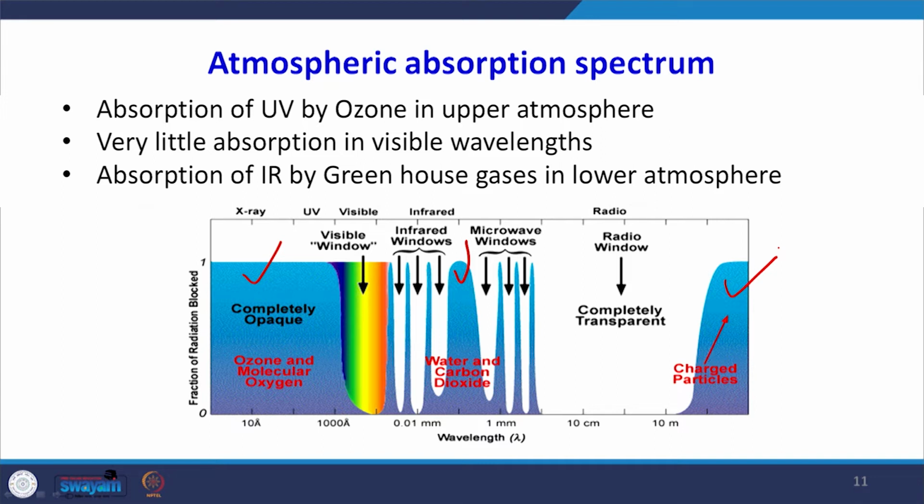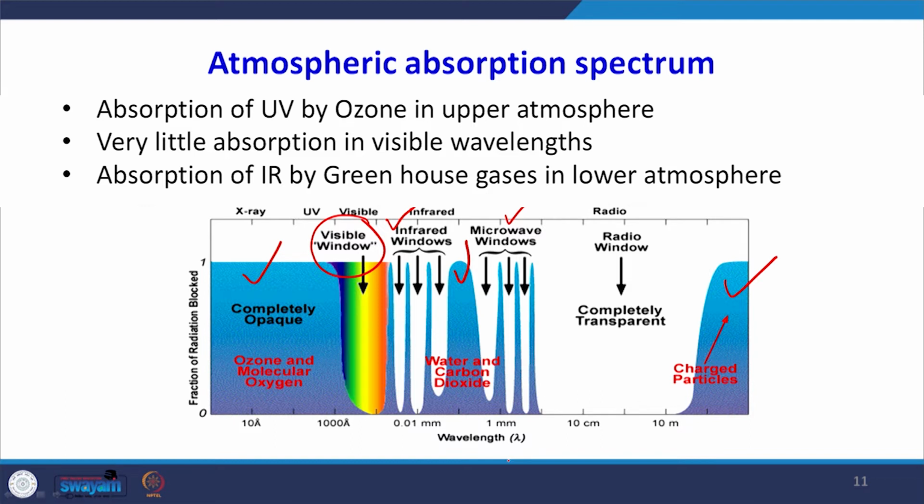So, ozone and molecular oxygen, water and carbon dioxide and the charged particles, they are absorbing those radiations which are not required, and the visible part of the spectrum is completely transmitted through the atmosphere. And there are intermediate windows also in the infrared part, then in the microwave part also, small windows where you can see the white color, which means the transmission here is good and absorption is minimum.